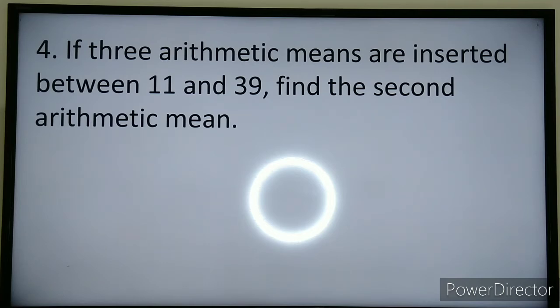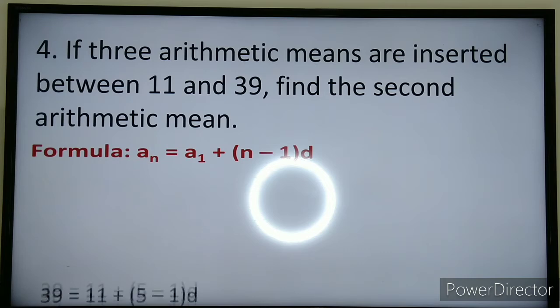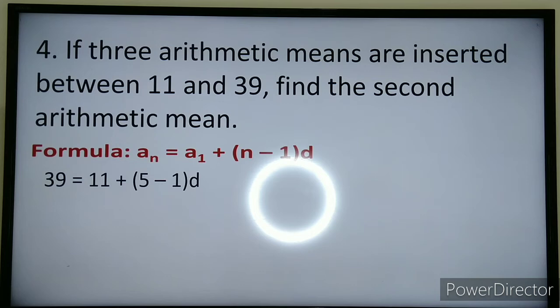Now, the solution will be, or the formula, a sub n equals a sub 1 plus quantity n minus 1 times d. So we are going to use this formula. By substitution, we have 39 equals 11 plus 5 minus 1 times d. So in this case, we are going to solve for the common difference. Then once we get the common difference, we can easily insert the arithmetic means by using addition.